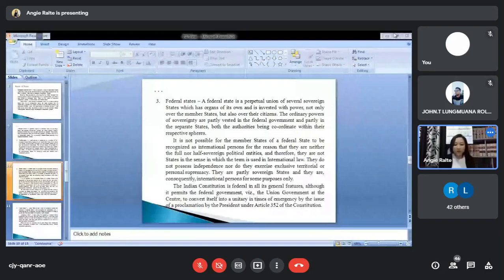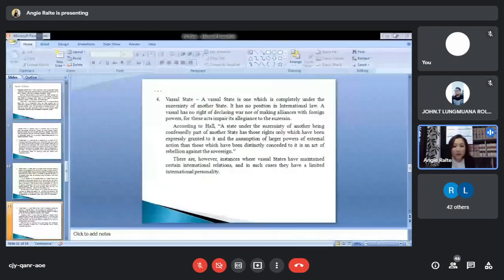There's a state that is a vassal state. A vassal state is under the suzerainty of another state, and the one which is completely under the suzerainty of another state. It means a dominant state, okay, a dominant state controlling the foreign relations but allowing its sovereign authority in its internal affairs. It's under the dominance of another state regarding its foreign relations, foreign matters, but within the internal affairs, they have their sovereign authority.